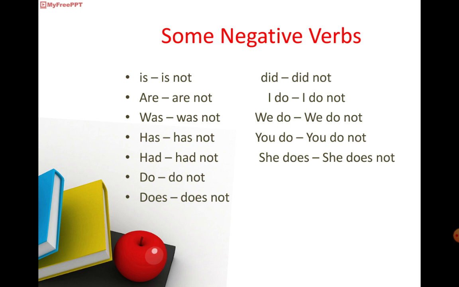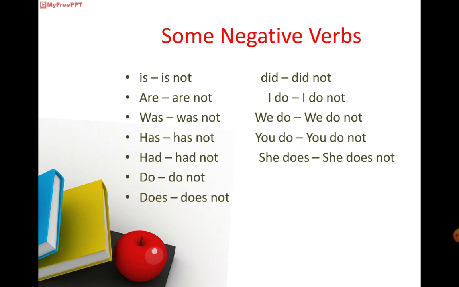Now, let us try to understand this better by using some examples. When we have is in a sentence, it is positive. Is not is negative. Are positive, are not negative. Was positive, was not negative. Has positive, has not negative. Had positive, had not negative. Do positive, do not negative. Does positive, does not negative. Did positive, did not negative.